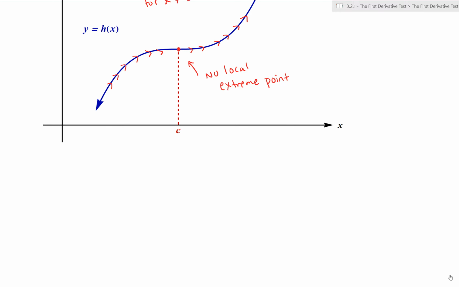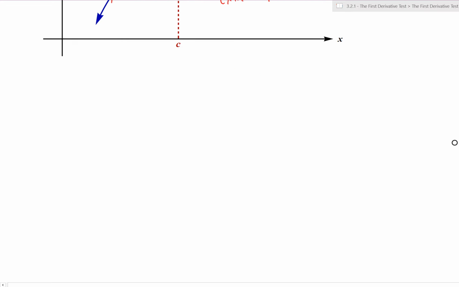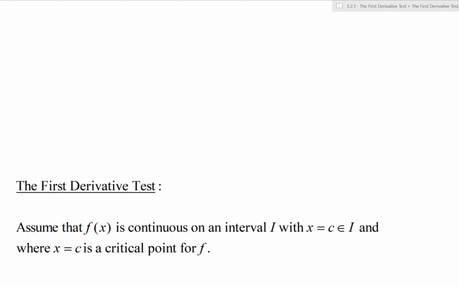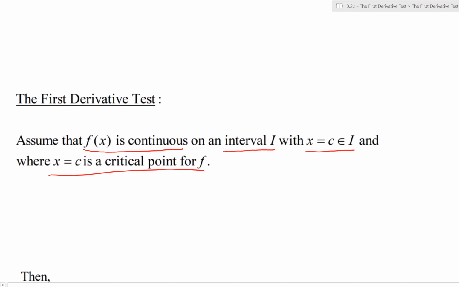So what's the dealio? Well, this is going to allow us to conclude what the first derivative test is. So here it is. Here's the first derivative test. Now, important here, some things that we have to assume: first of all, f of x has got to be assumed to be continuous on an interval I that contains this value of x equal to C, where x equals C is a critical point for the function. So again, take note. We have a function that's continuous over some interval that contains a critical point, x equal to C.